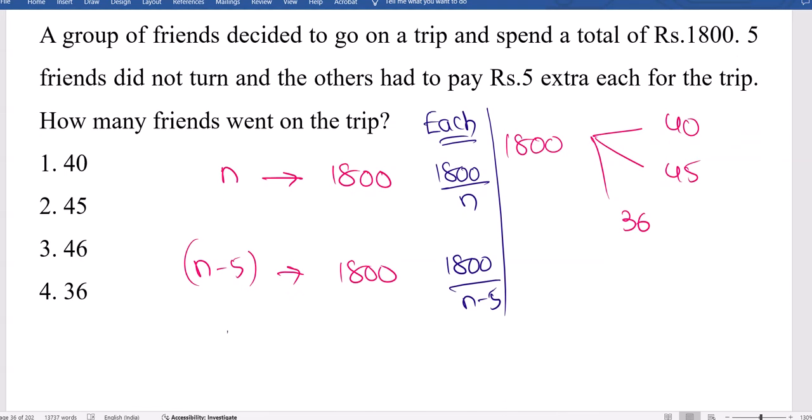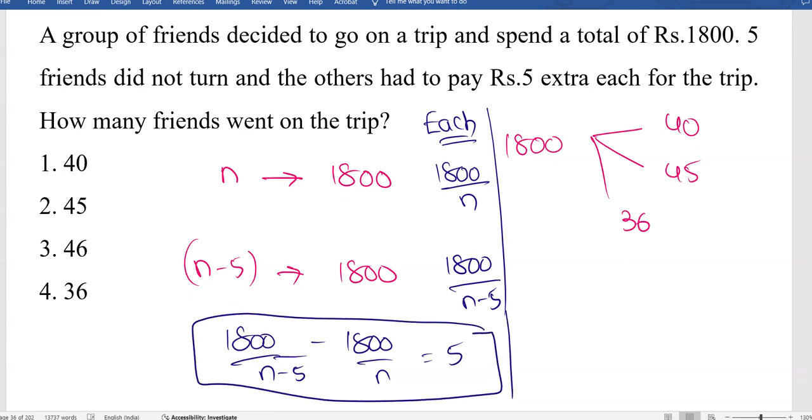A lot of people will try this equation: 1800 divided by n minus 5, minus 1800 divided by n, should be equal to 5. Why this 5 rupees? What does this 5 represent? They are paying 5 rupees extra compared to the previous one. Now solving that equation, you will get the answer, that is one approach. But what we generally recommend is to go with option verification. Divide by 40 or 45, and check whether that 5 difference is there or not.